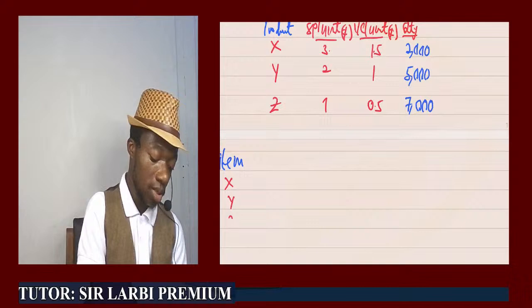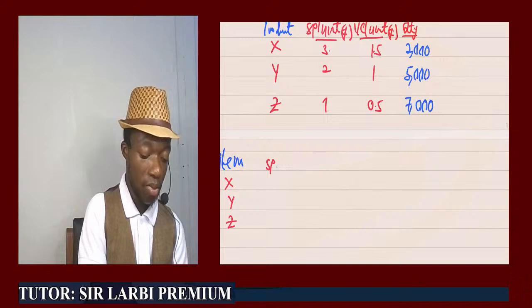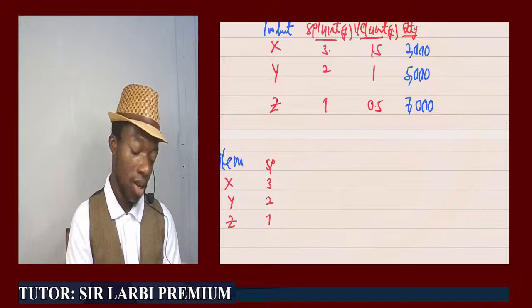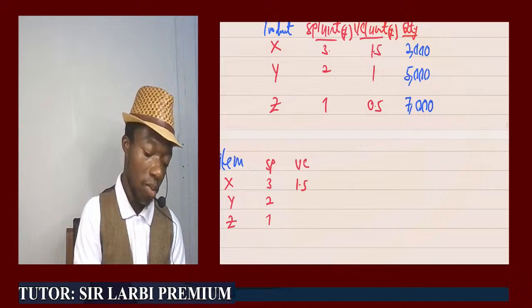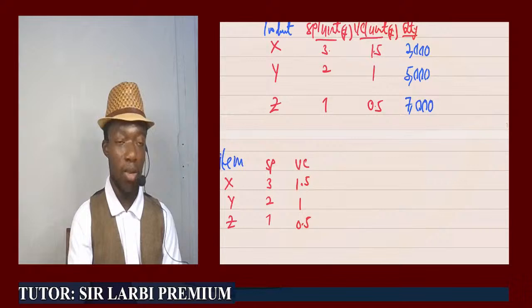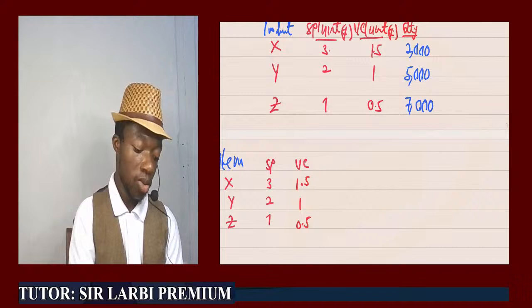Then we have their selling price. I'm going to make it simple. The selling prices we have are 3, 3, 2, 1. And then their variable cost: we have 1.5, 1, and 0.5. Once you have this, for the quantity, we will bring that up later on when we get to certain tables.